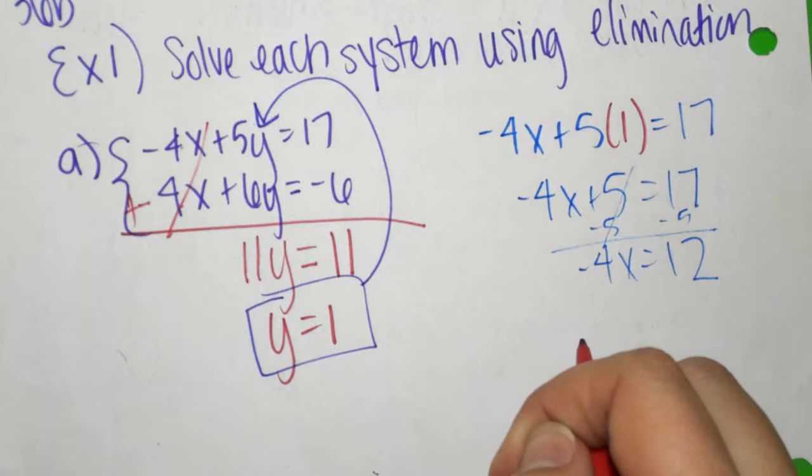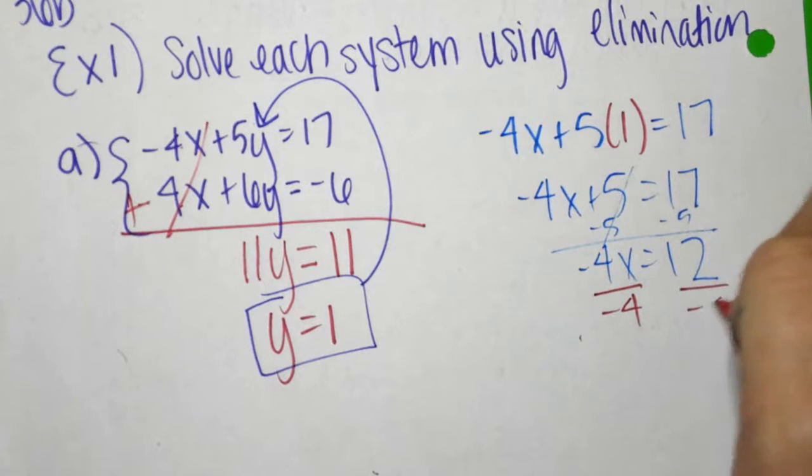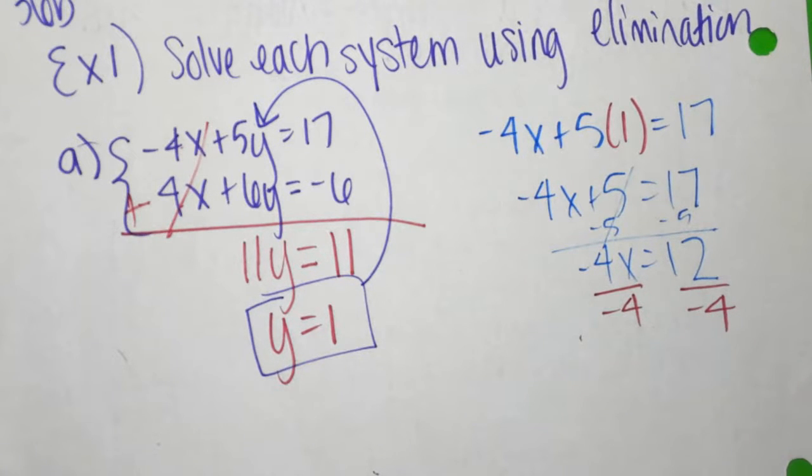Divide by what? Negative 4. Fantastic. Take a point. X equals negative 3.